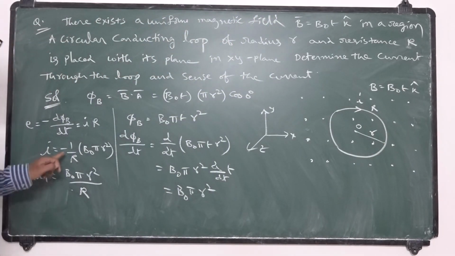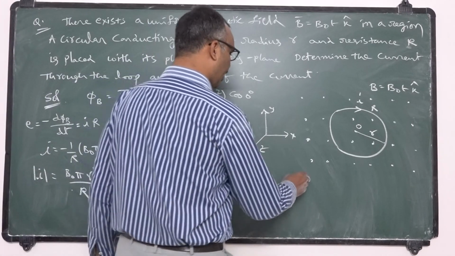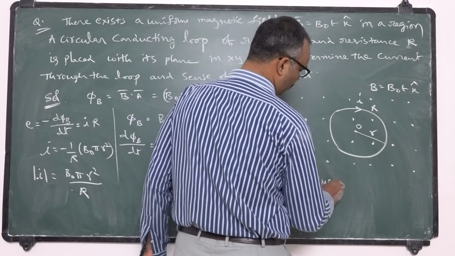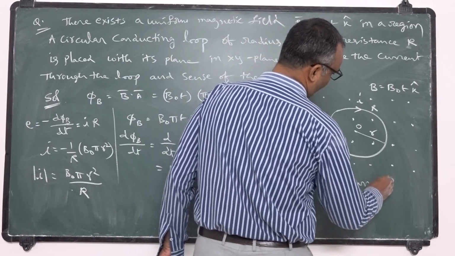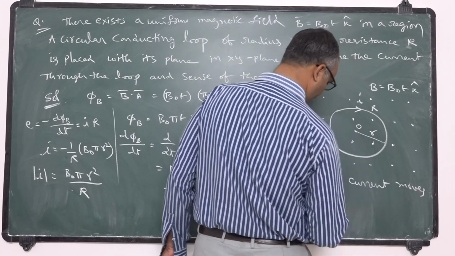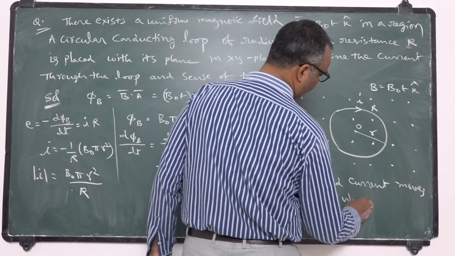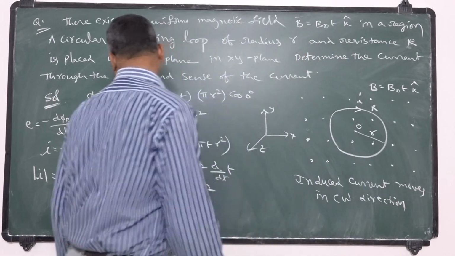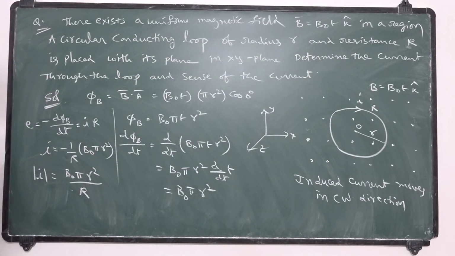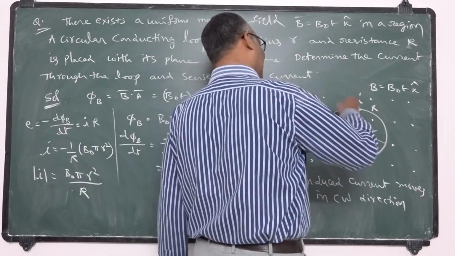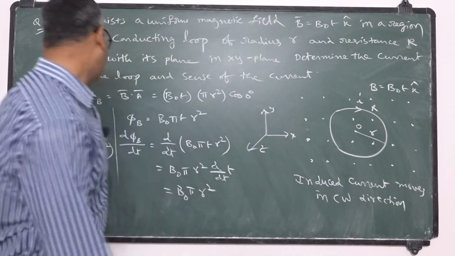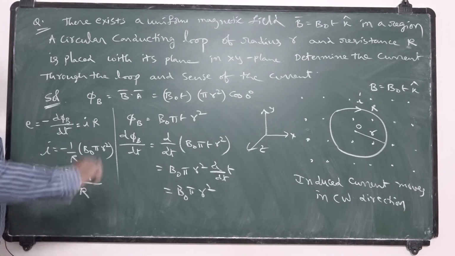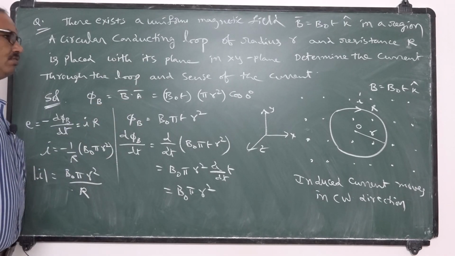Clockwise current is represented with a negative sign. Here minus indicates the direction of current is clockwise. So the induced current moves in clockwise direction, indicated by the negative sign in the expression. Without having a discussion here, based on the negative sign also you can judge the current is going in clockwise direction. Very simple.